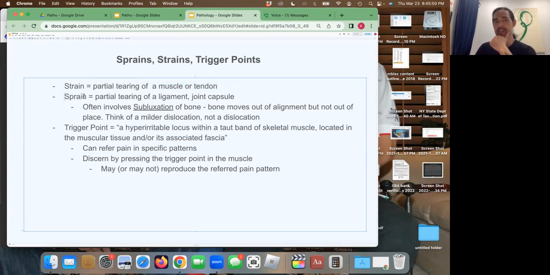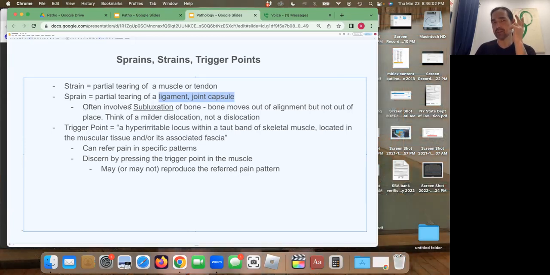Differentiate that from a sprain, and that's also partial tearing, but that's partial tearing of a ligament or a joint capsule. A ligament or a joint capsule. I think on the MBLEx, they associate subluxation with sprains, but as long as you understand what a subluxation is, you'll be fine. So sprains often involve subluxations or the subluxation of a bone or a joint. That's where a bone moves out of alignment, but not out of place. It's like a mild dislocation.